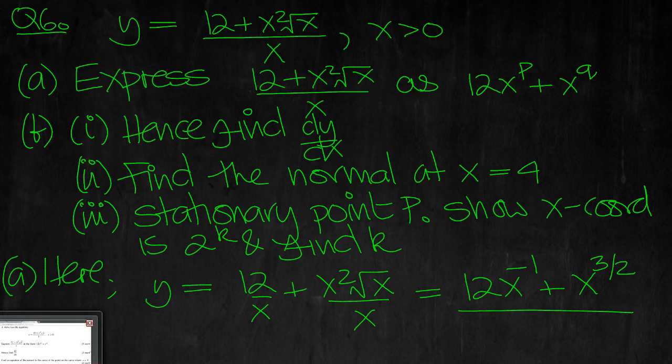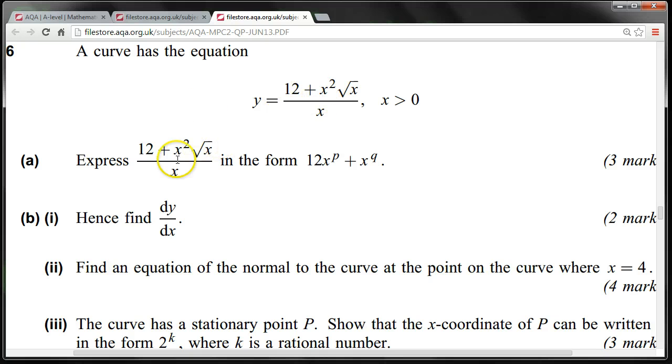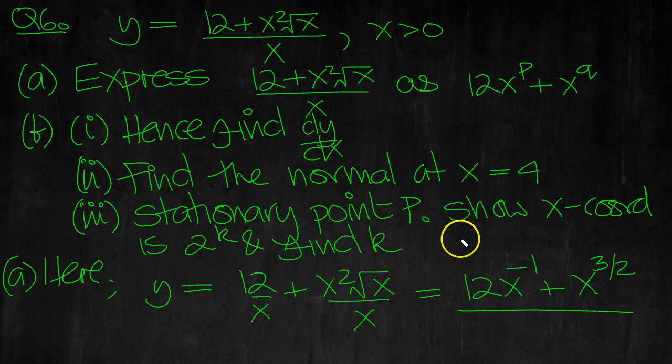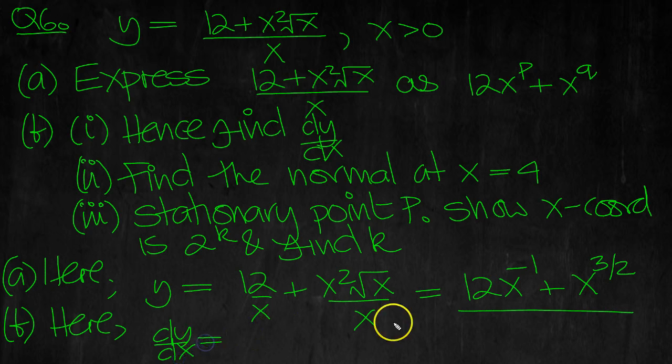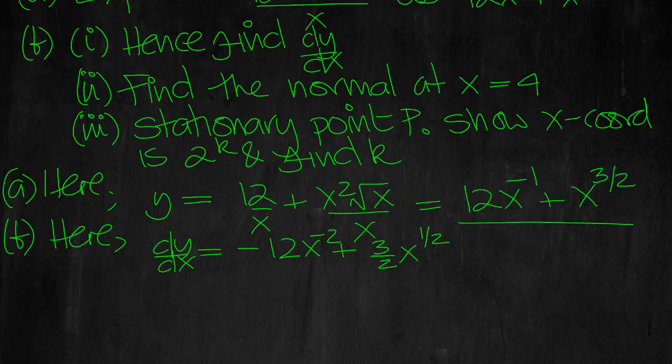So I'm just going to flick back to the question to check we've done everything. Yep, that's fine, hence find dy/dx. Okay, so let's find dy/dx, so part B. So here, dy/dx then is equal to, power rule, minus comes down, so it's minus 12, x to the 1 less, plus power rule, 3 over 2 comes down, x to the 1 less than 3 over 2, which is a half. So there's the dy/dx then.